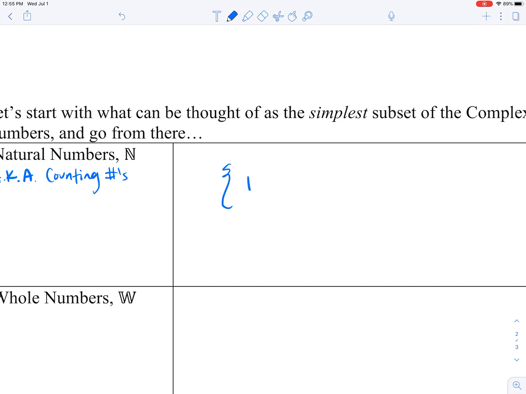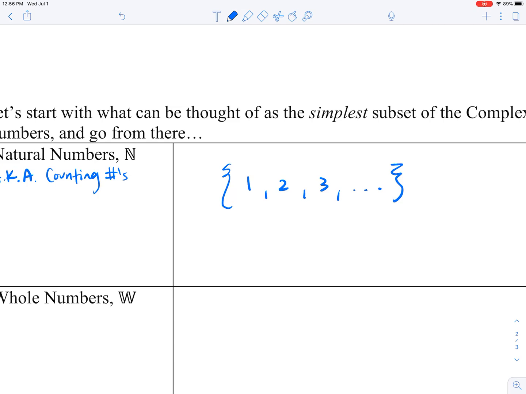Okay, and I'm going to use the curly brackets to represent my set of natural numbers. So the natural numbers, also known as the counting numbers, are 1, 2, 3, 4, and so on. I'm going to use the ellipsis to show that the counting numbers continue on.